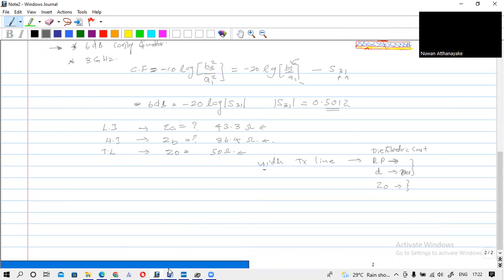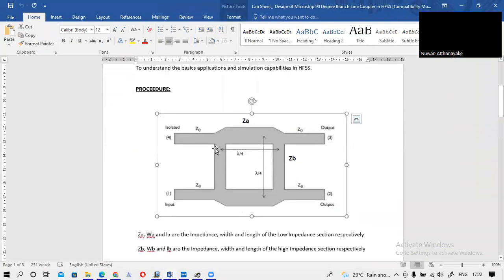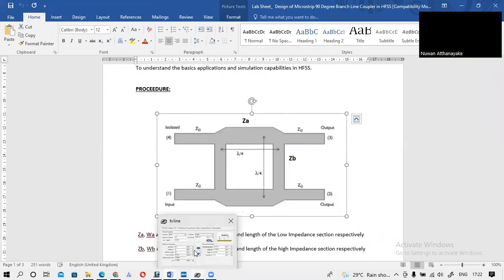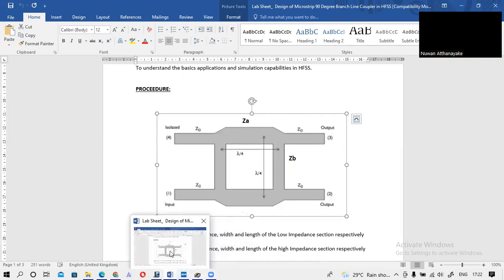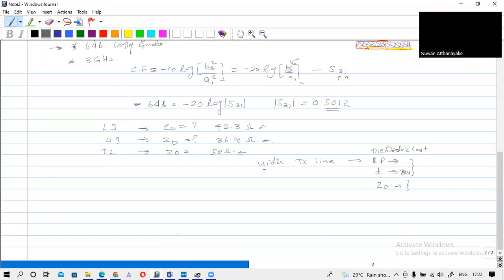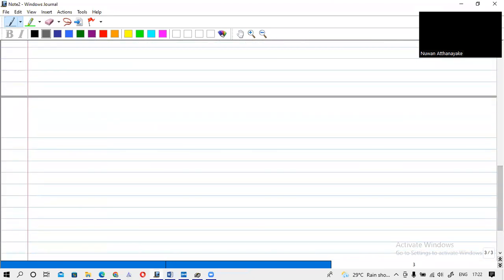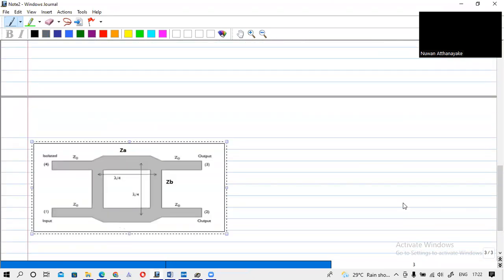Okay, I will use another diagram to mark the dimensions. These dimensions are very important when we are doing the design.